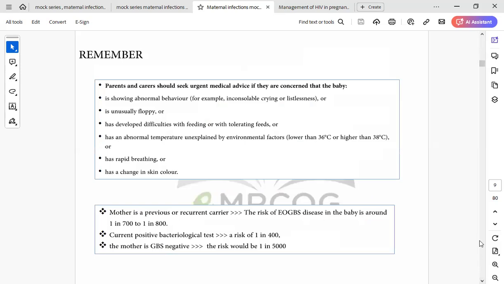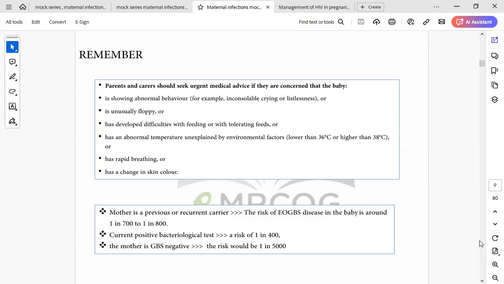Okay. Let me remind you of the signs and symptoms of GBS, because maybe in the exam they are going to ask you not directly. They can give you a case who is not having signs and symptoms, and another case who is having abnormal behavior, which is abnormal cry, floppy, difficulty with feeding, abnormal temperature, rapid breathing.